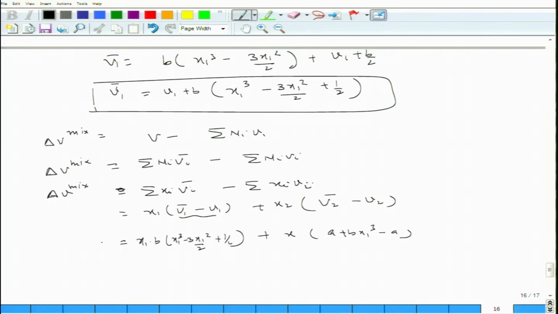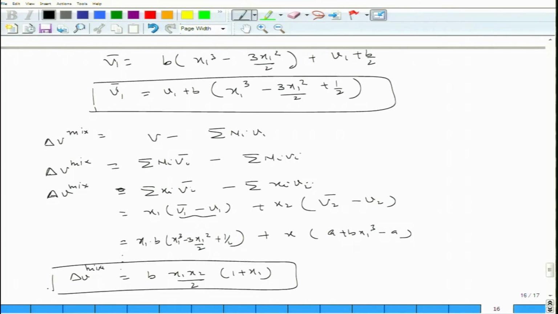If you rearrange this expression, without going into details, you can obtain after a couple of steps b times x1 x2 divided by 2 times 1 plus x1. So this is how we have made use of the Gibbs-Duhem expression to solve a simple problem. For a given partial molar volume of component 2, we have obtained that for component 1 as well as delta V mix, considering the constraints by which we can exploit these expressions and information.